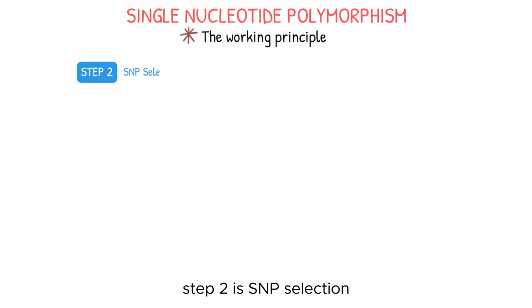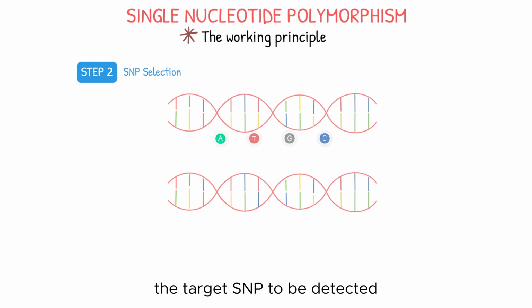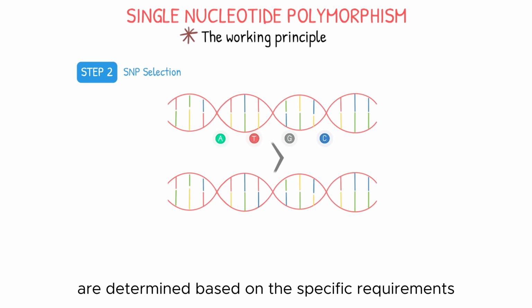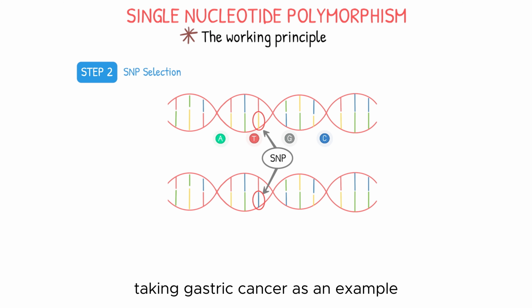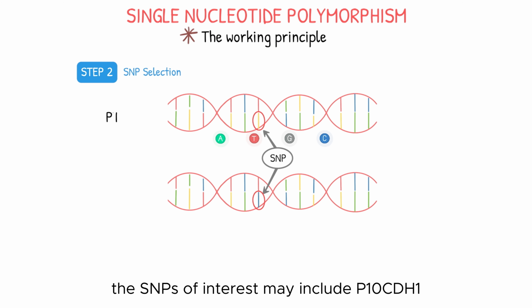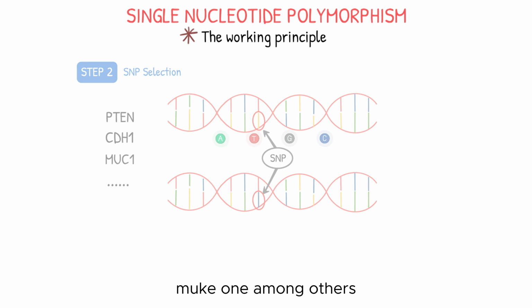Step 2 is SNP selection. After DNA extraction, the target SNPs to be detected are determined based on the specific requirements. Taking gastric cancer as an example, the SNPs of interest may include PTEN, CDH1, MUC1, among others.